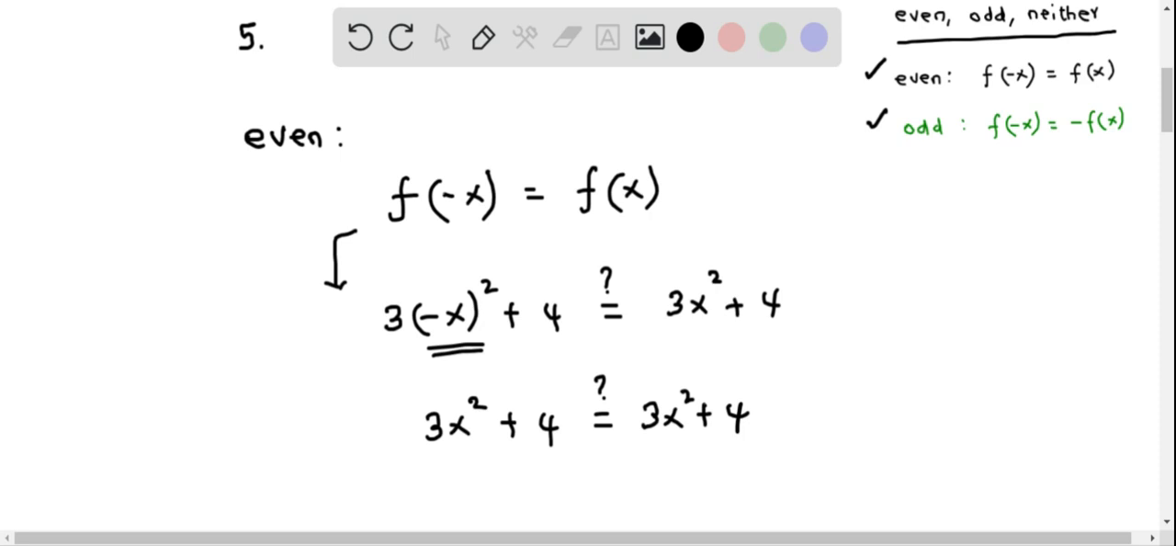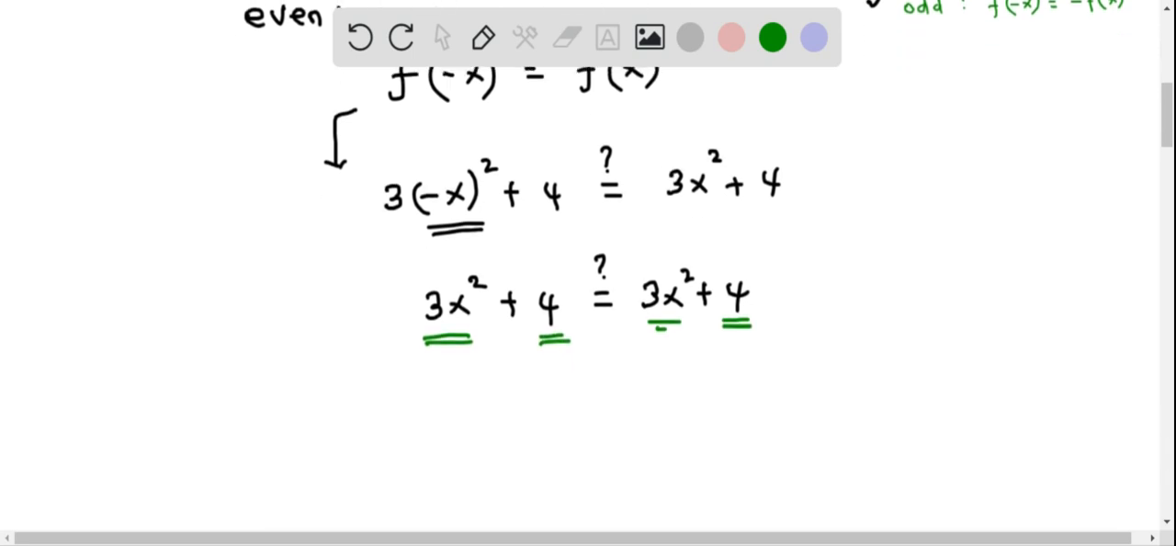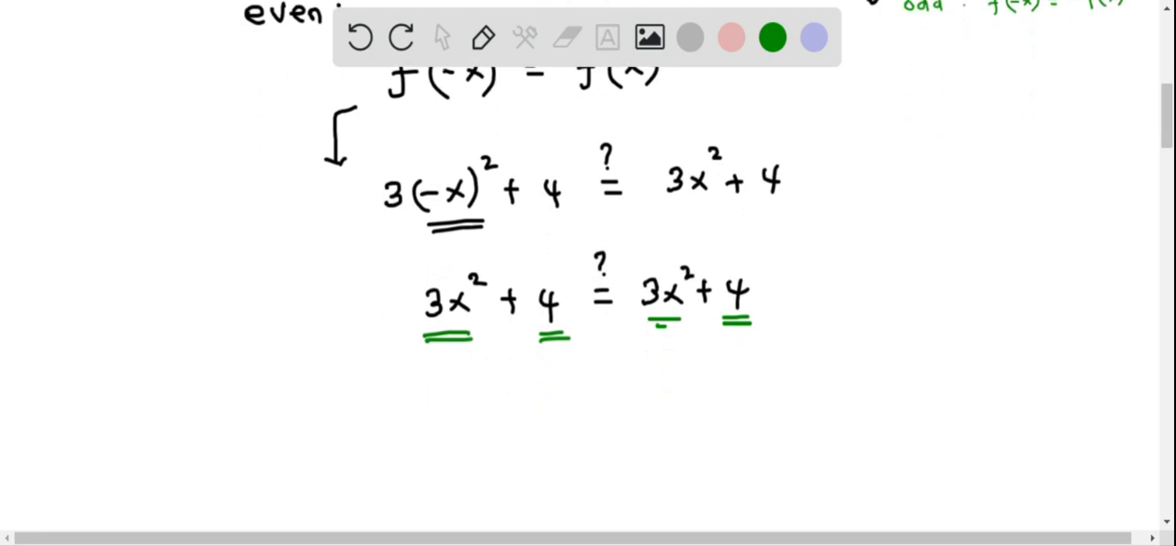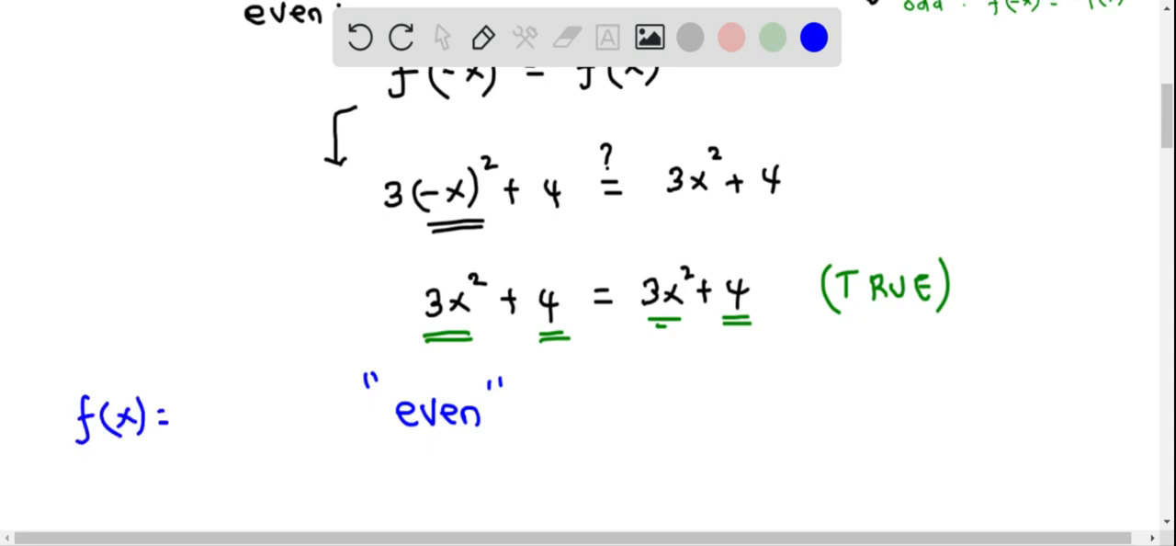So basically, we are asking the question if the left side expression equals the right side expression. Clearly, we have 3x squared here, and we also have 3x squared here, plus we have 4 here, and plus we have 4 here. So therefore, these two expressions are one and the same. So this is true, and so we can say that this satisfies the condition for an even function. So therefore we say that the given function f of x equals 3x squared plus 4 is an even function.